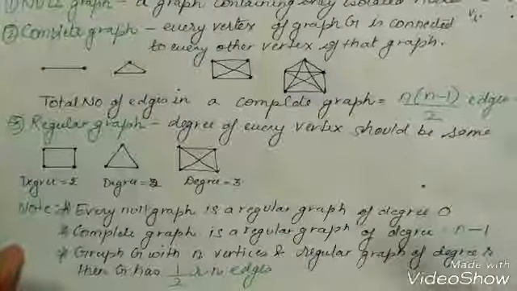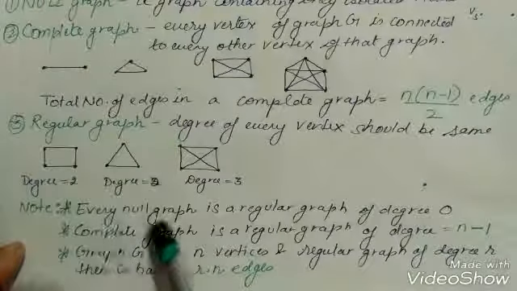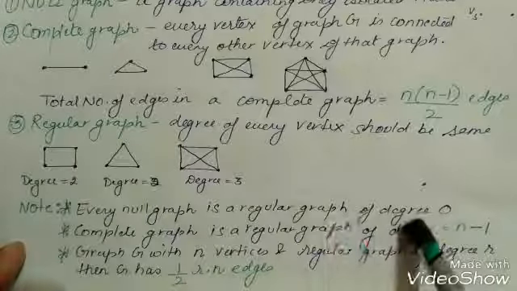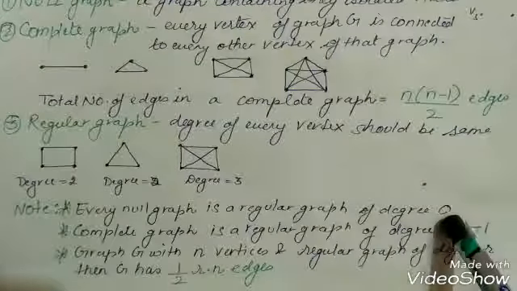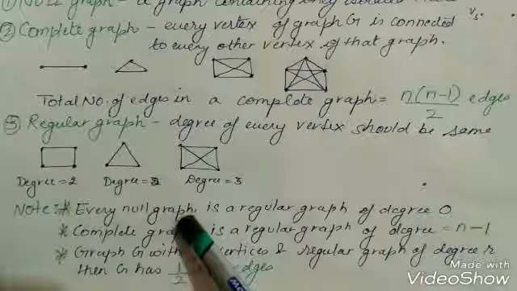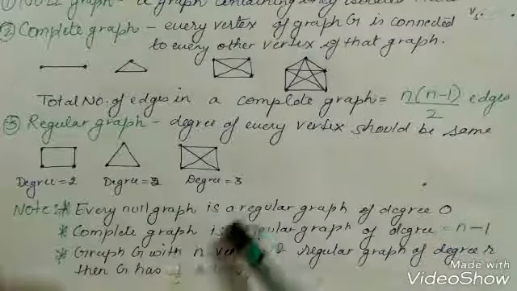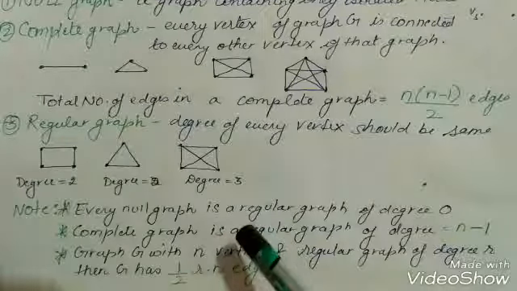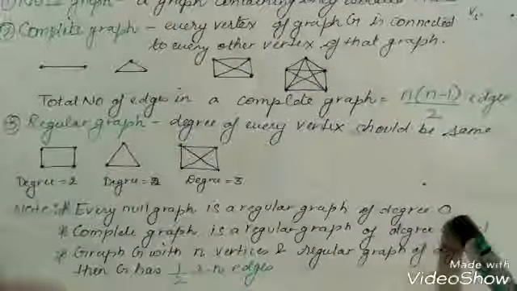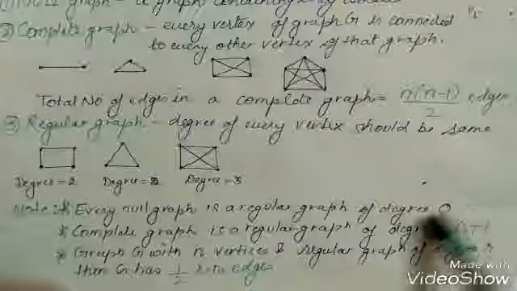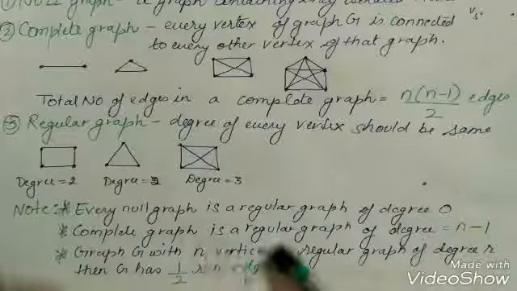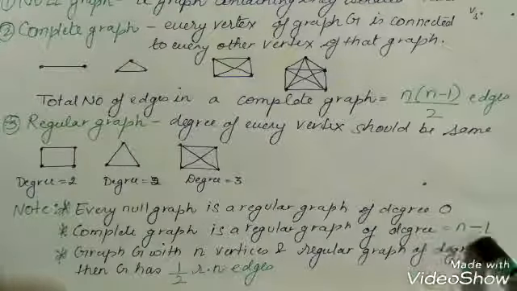Now just note these 3 points. Every null graph is a regular graph of degree 0, right? As we know that a null graph is the one which has isolated nodes, so there are no edges present, therefore the degree of that node is going to become 0 as there is no edge. And a complete graph is a regular graph of degree n minus 1.